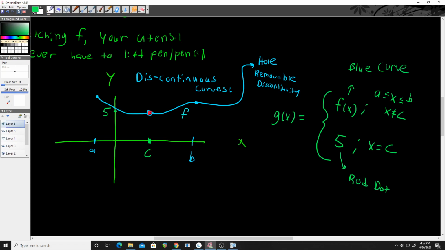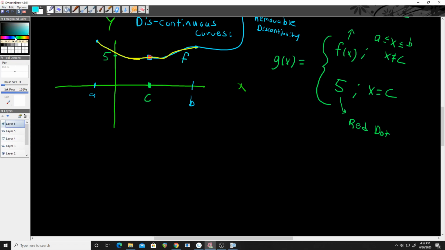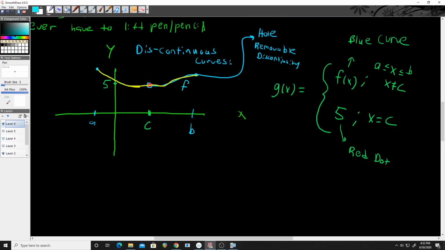And if we combine the two, then we get something that we no longer have to remove our utensil. If I sketch across here in yellow, and I include the red point, then check it out. I don't have to lift my pen. I can go straight through from A to B. Okay, so not the best trace there, but you get the idea. So that's what we'll call a removable discontinuity. Any hole can be removed in the way that we have here.